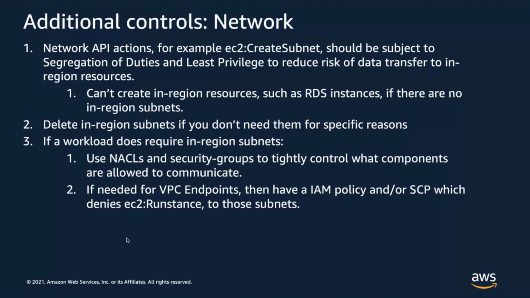Now, sometimes you will need in-region subnets. In this case, as with all security practices, use NACLs and security groups to tightly control what components can talk to what other components, so you strictly control what they can communicate with. And if you do need VPC endpoints, you could have an IAM policy or SCP which denies the RunInstances on the subnets with those VPC endpoints.